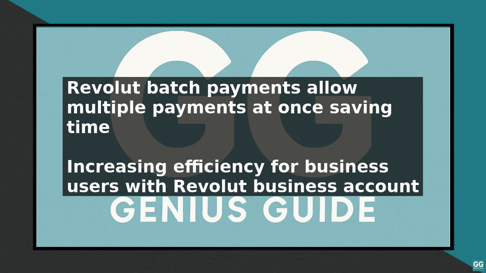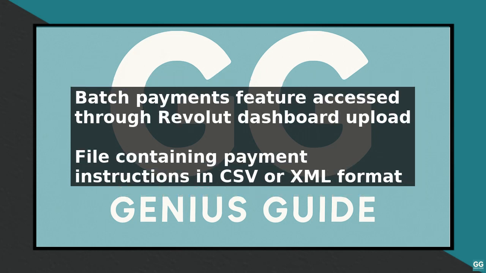business users. Once you have an account, you can access the batch payments feature through the Revolut dashboard. Here, you can upload a file containing payment instructions, which can be in CSV or XML format. The file should include the payment amount, recipient name, and recipient account details. You can also add additional information, such as payment references and descriptions.